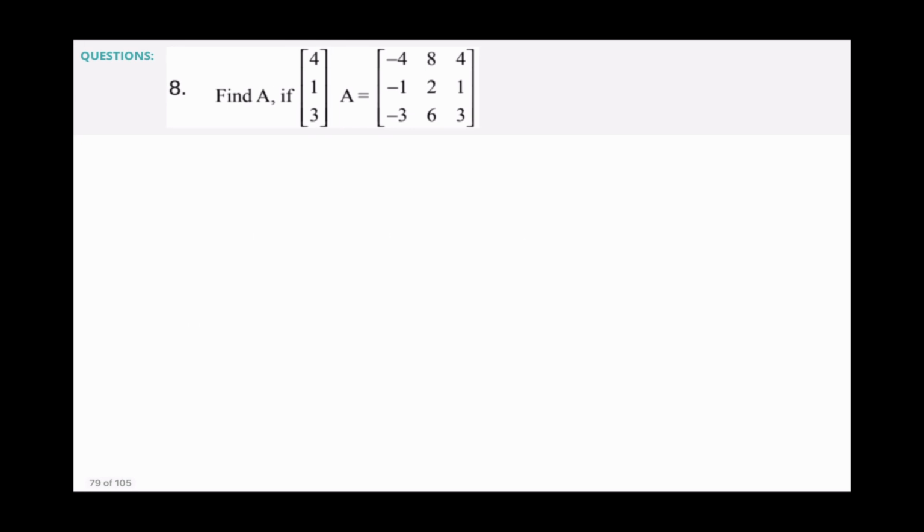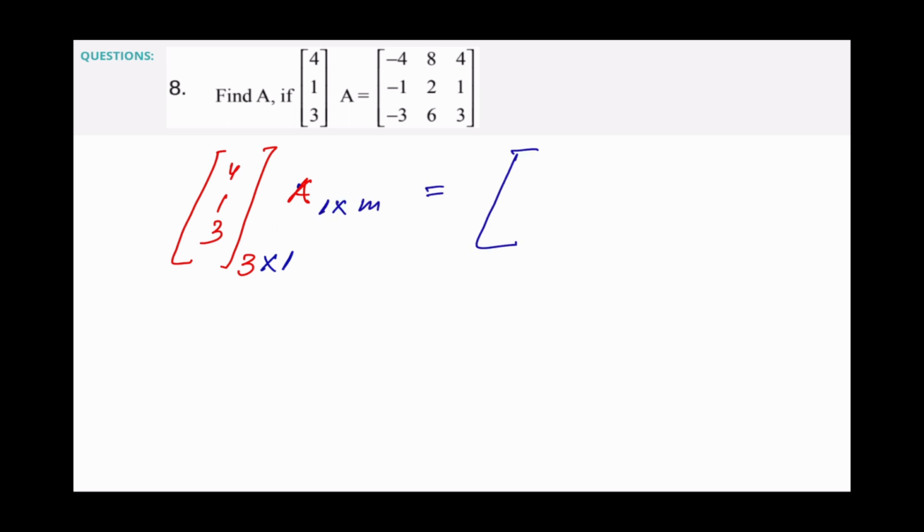Okay, coming to the next question. Find A if this into this is equal to this. First we need to understand how to do this question. We have to know the multiplication part. First, the order of this 4 1 3: how many rows? 3 rows, students. And how many columns? We have 1 column. So for multiplication to be possible, the other should be 1 into m, correct? And it is generating what, student? If you see, 3 cross 3.